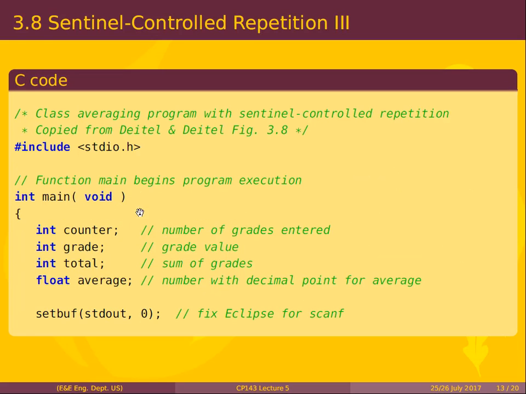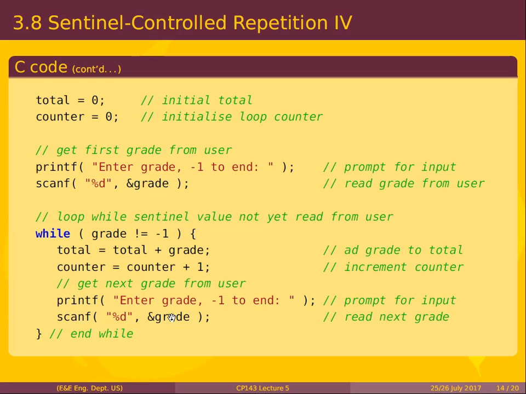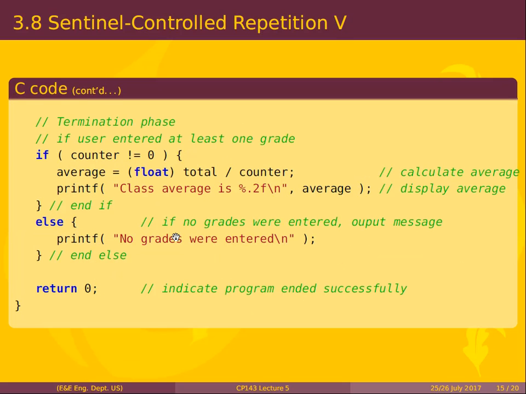Okay, and here's the program. Similar to the previous one, we're going to go through it in detail, but now we've got this sentinel condition over here. So we look at, if the grade is not equal to -1, then we keep on performing this loop. So this loop will continue indefinitely until the user enters -1. You guys are going to use that in this week's practical.